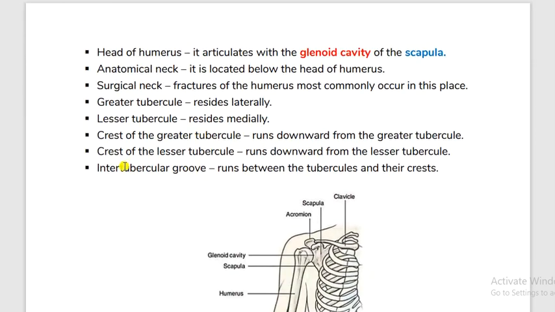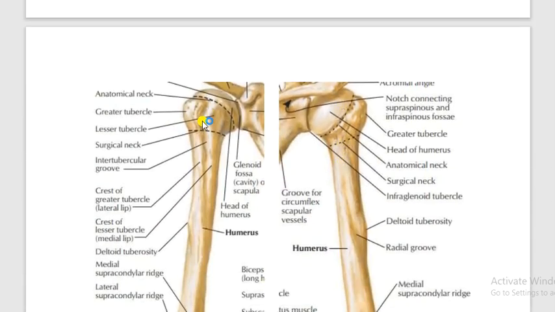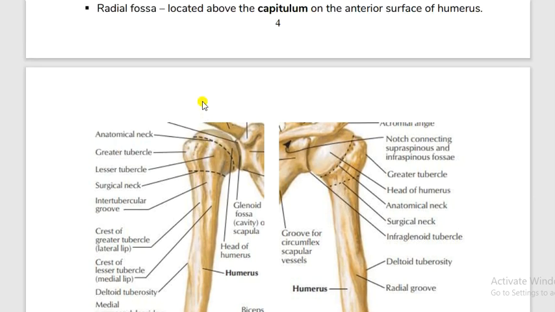And then there is the intertubercular groove, which is a groove that runs between the tubercles and their crests. This is the intertubercular groove here, running between the greater and lesser tubercles and the crest of the greater tubercle and the crest of the lesser tubercle.